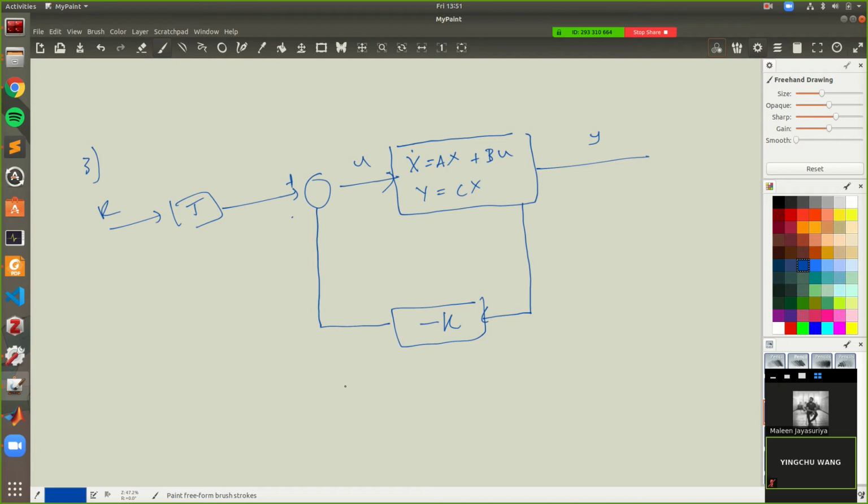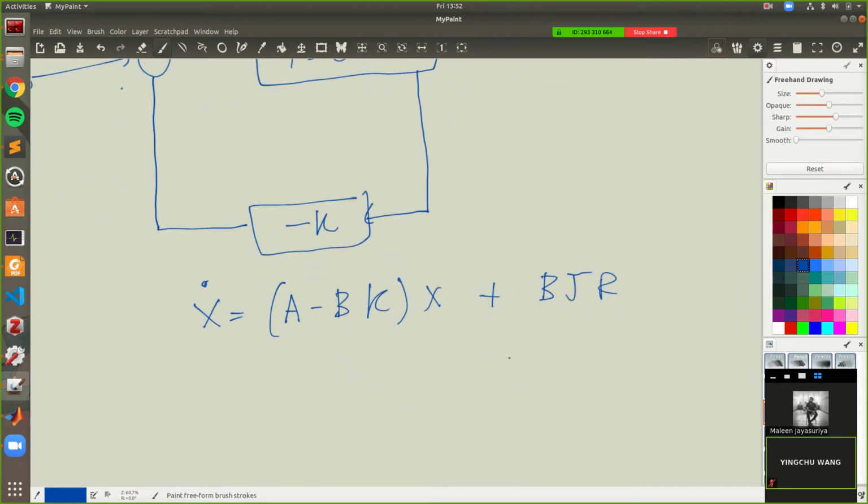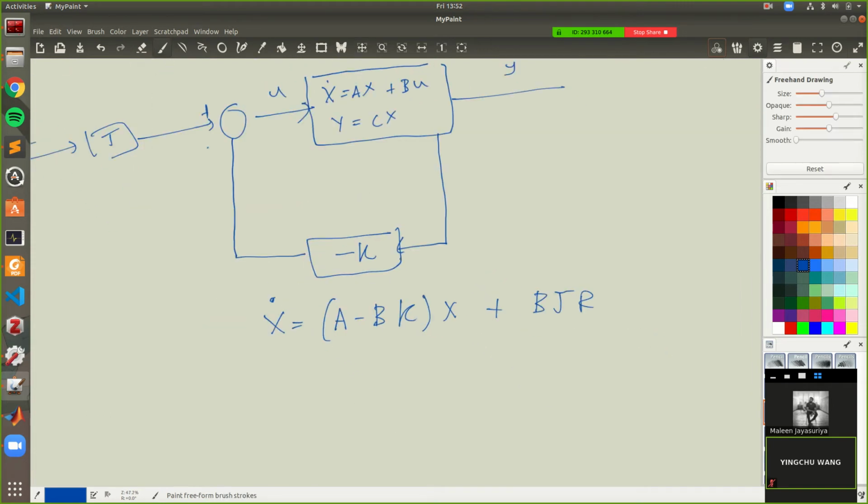So what are the equations you get when you do that? You get x dot equals (A minus BK) x plus B J r. So this becomes our new system matrix. This is what the closed loop system's relationship looks like now. So the question in pole placement is, what is this k value?